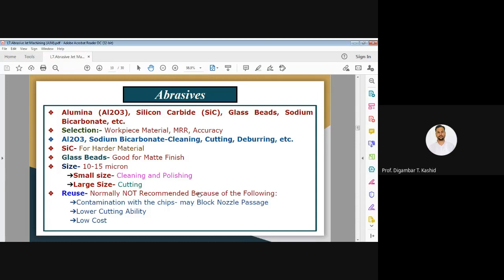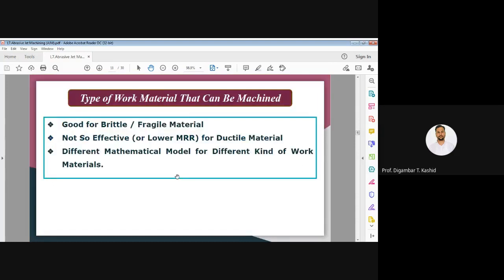Normally, casting industries or foundry industries go for the deburring operation. For that purpose, we can use this abrasive jet machining operation. This process is good for brittle and fragile materials. Depending on the type of work material, we can machine using this abrasive jet machine. First, this process is good for brittle and fragile material.